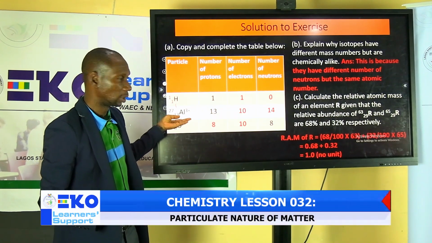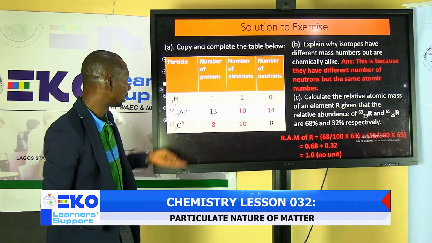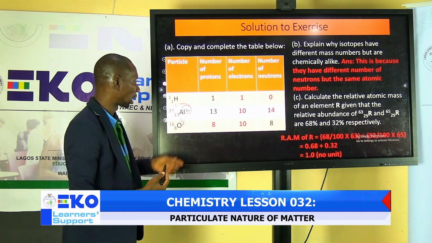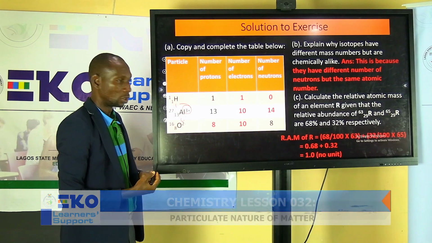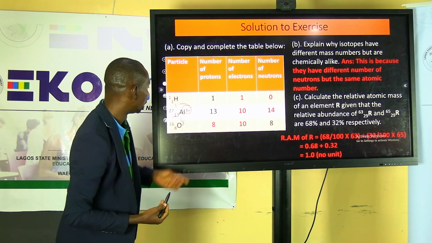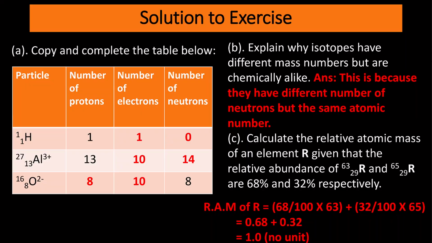Aluminium ion. This is aluminium 3+ ion. What this means is that the aluminium has lost 3 electrons, and that's why it has that plus 3 charge. So the number of protons still remains the same, that's 13, but the number of electrons is now 3 less, and that's why it is 10 there. The number of neutrons is simply the difference between the mass number and the atomic number, and that gives 14.